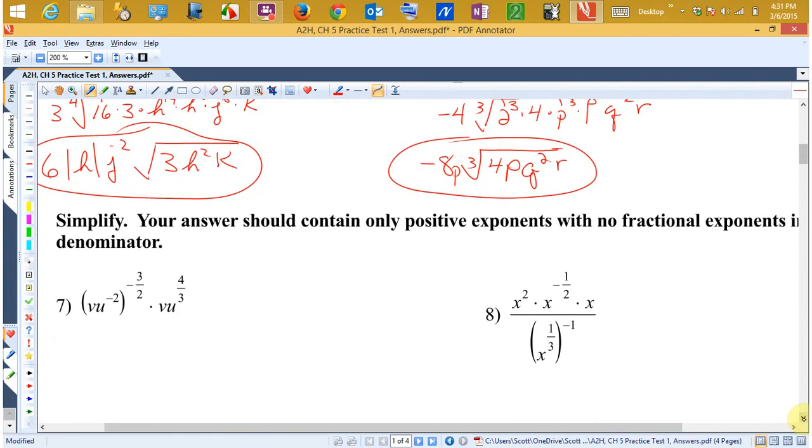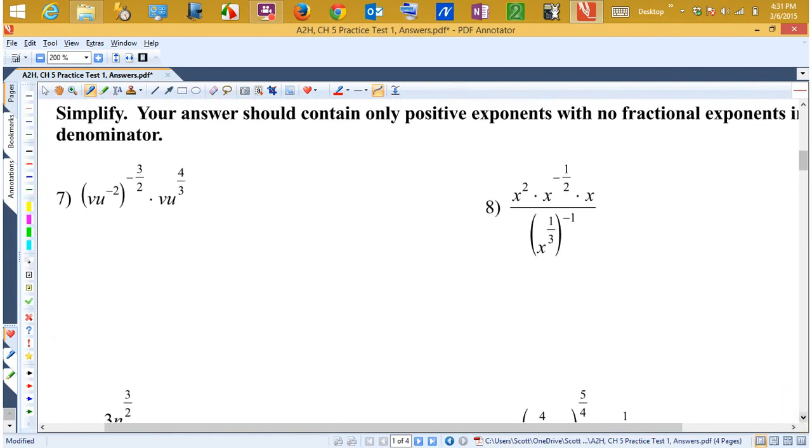Okay, let's move to the next one. First thing to do is to distribute this negative 3 halves into the parentheses. So I'll have v to the negative 3 halves, u, negative 2 times a negative 3 halves. That would be a positive 6 over 2, right? So that would be positive 6 over 2, which would be 3. Then I have v and u to the 4/3.